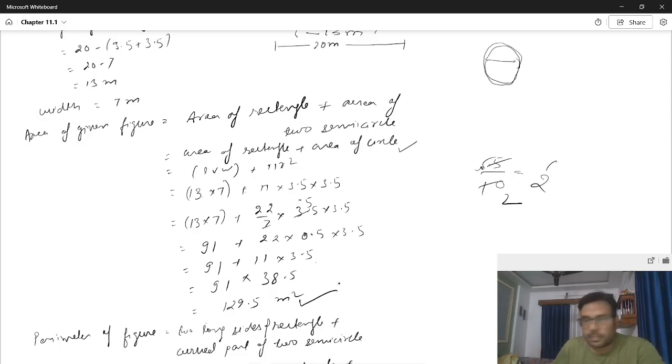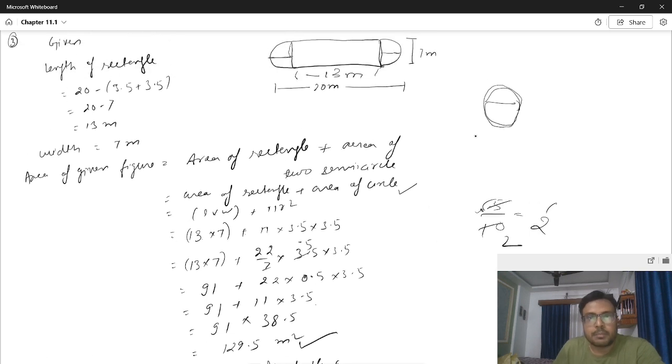Now to calculate the perimeter, the perimeter is this part, this part, this part and this part of the figure. You don't have to consider these inner parts, because the total length is this. So this is the sides of the rectangle and the curved surfaces, one curved surface and two curved surfaces.